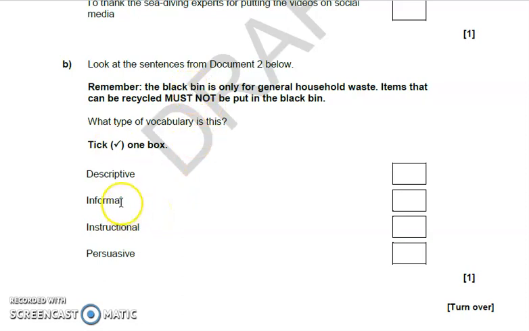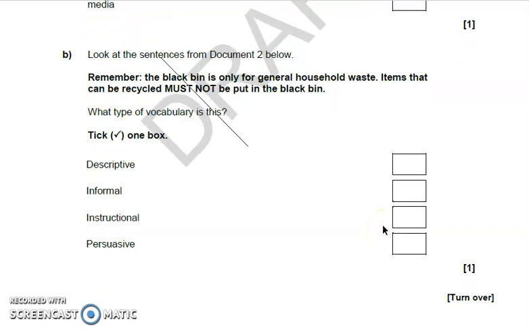It's also not informal. If it was informal, we would firstly expect must not to be a contraction. We'd expect that to be shortened to mustn't. There's also no use of slang here. There's no use of colloquial language or idiom. So we're pretty sure it's not informal. That leaves us with instructional and persuasive. Well, it seems to be giving us a direct instruction, doesn't it? You must not do this. So overall, we can say this is instructional.